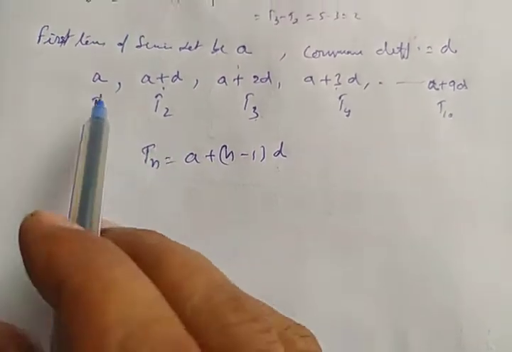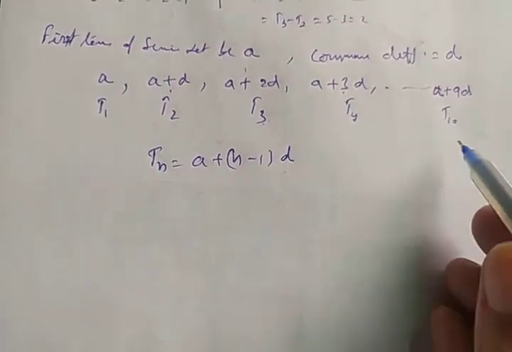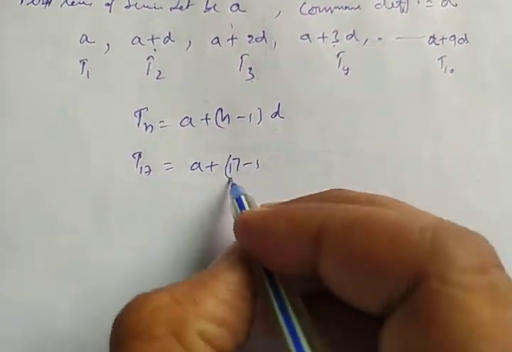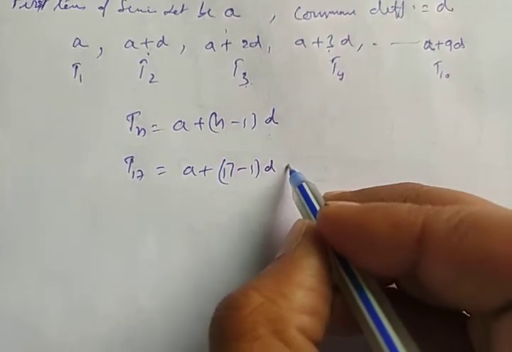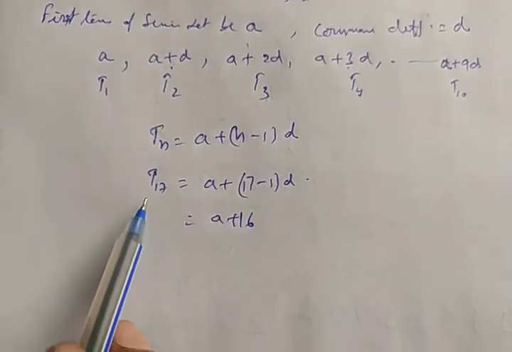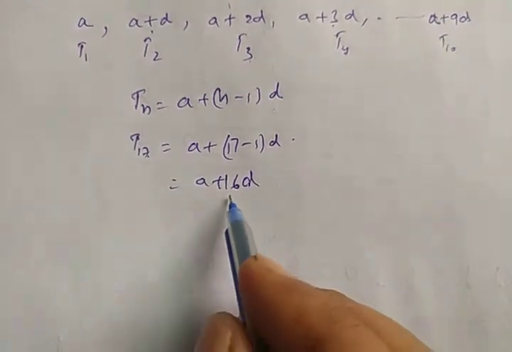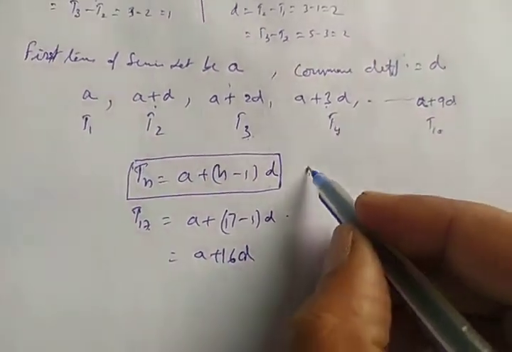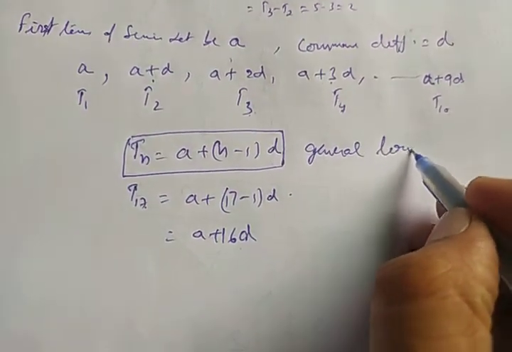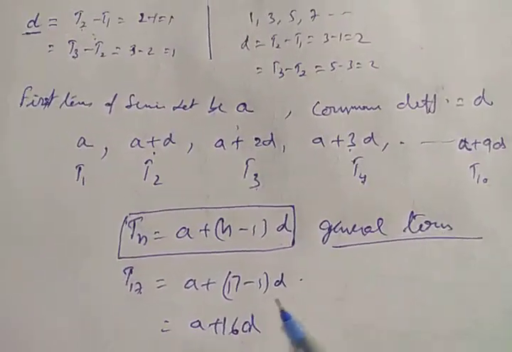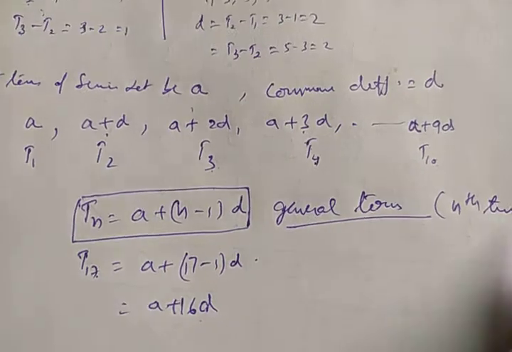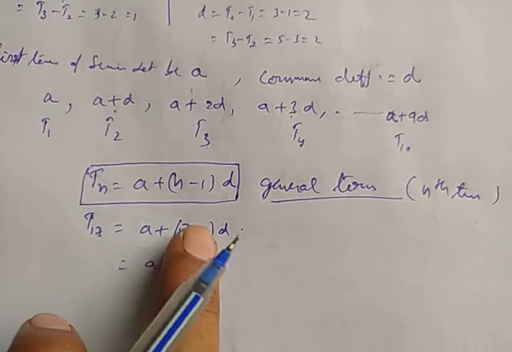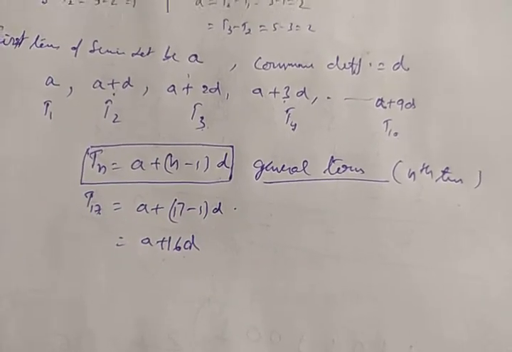Suppose you want to calculate the 17th term. T17 is equal to A plus 17 minus 1 into D, is equal to A plus 16D. It is 17, it is 16. This is the formula developed for the general term. This is called the general term, or nth term also. Nth term is any term, 10th, 12th, whatever you want to calculate. This is the basic formula for application in the questions of this exercise.